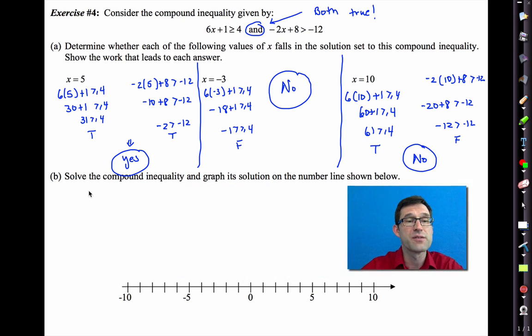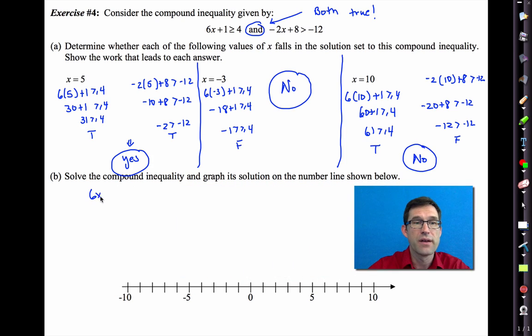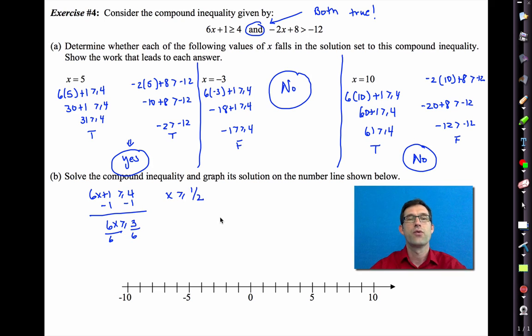All right, let's solve this beast. 6x plus 1 is greater than or equal to 4. I'm not going to even worry about the other one. I'm going to use the additive property of inequalities to add negative 1 to both sides. Then I'm going to use the division property of inequality to divide both sides by 6. Watch out, 3 divided by 6 is 1/2, right? So x is greater than or equal to 1/2.